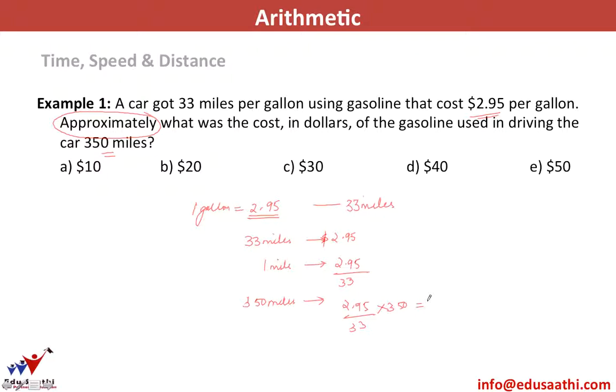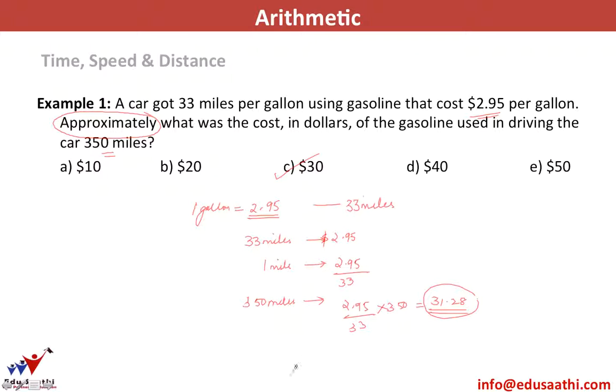If you have calculators available, you can just simply multiply the things and get an answer which comes out to be 31.28, and you need an answer which is approximately. So if I just round it off, the answer that would match would be option number C.